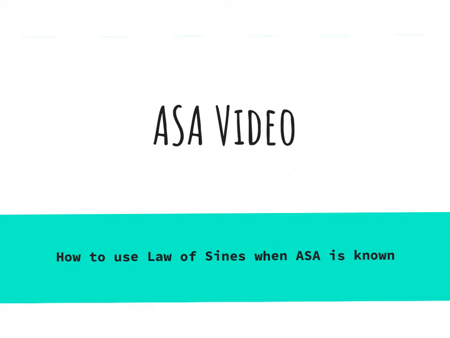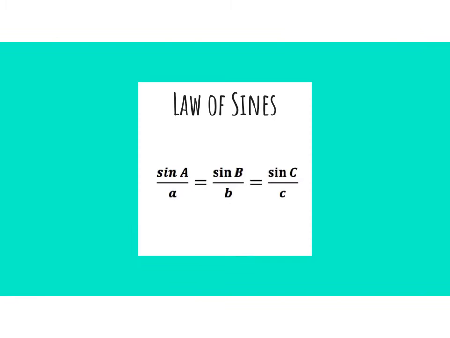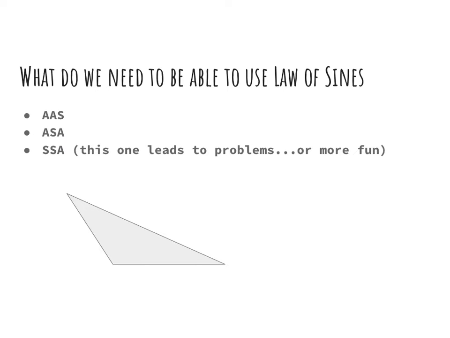This is the second video for law of sines when angle, side, angle is known. Again, law of sines is the sine of an angle over its opposite side equals the sine of an angle over its opposite side. In order to be successful at law of sines, you need to know one complete ratio. As mentioned, there will be 3 videos: one for angle, angle, side, one for angle, side, angle, and one for side, side, angle.